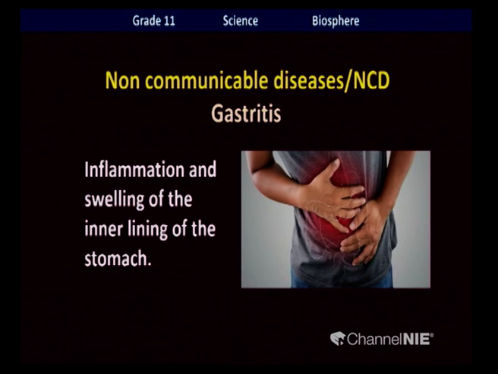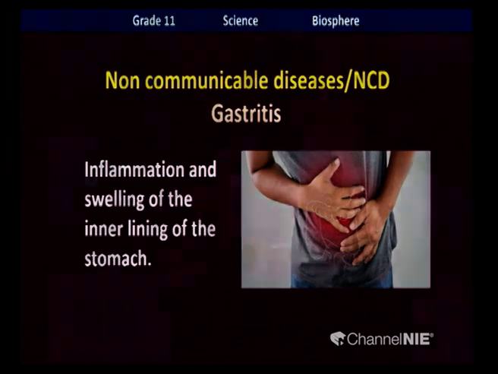Why does acidity increase in your stomach? One reason, mental stress. Some students, when the exam gets close, due to the stress, they get gastritis. Sometimes not taking food on time and consumption of oily, acidic food containing artificial flavoring agents, for example MSG, monosodium glutamate, monosodium inositol. So they are artificial flavoring agents to enhance the taste.